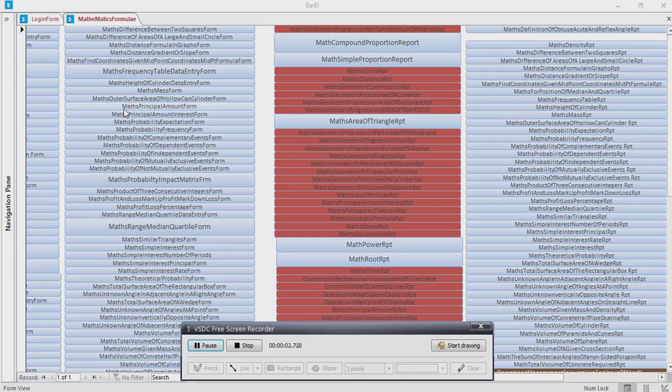Of how the software helps in solving mathematical problems or numeracy problems. Let us see how it helps in problems concerning frequency tables.